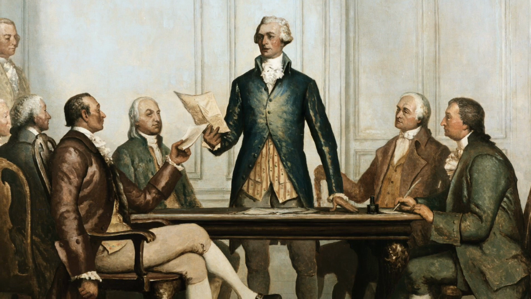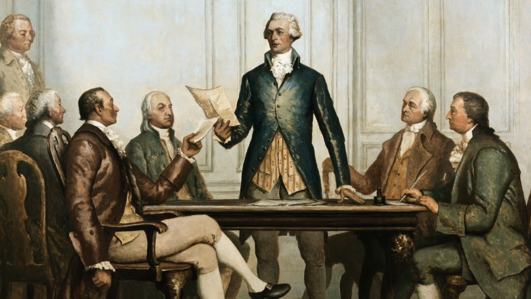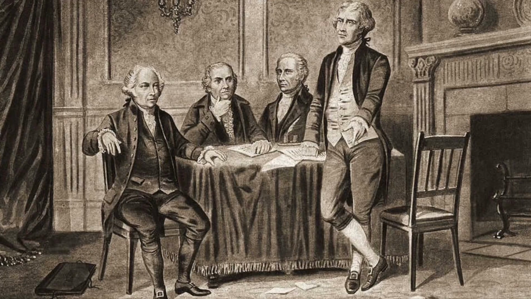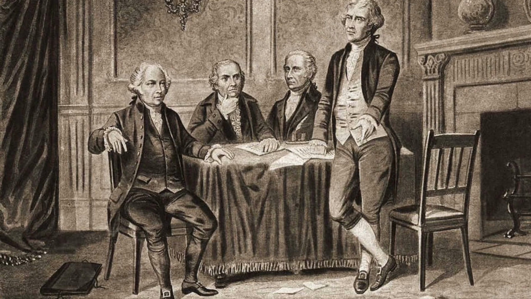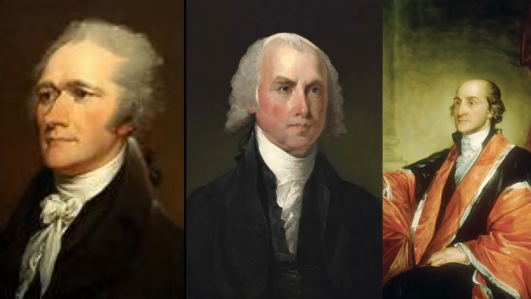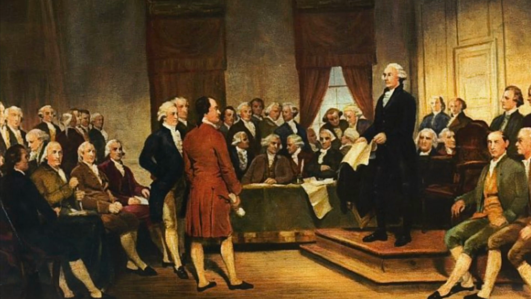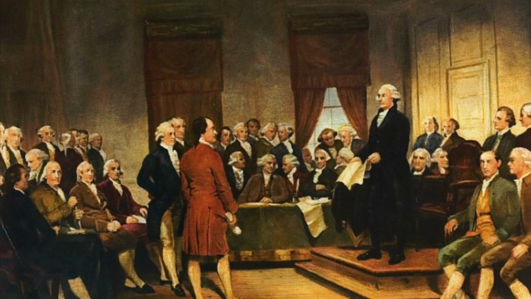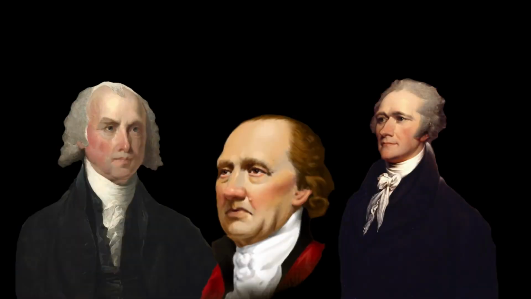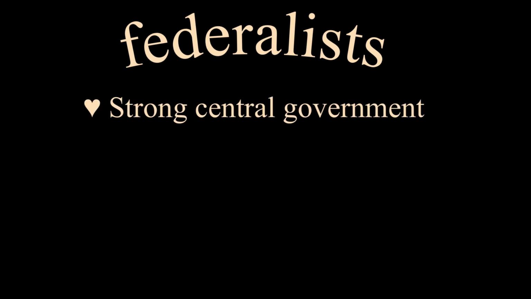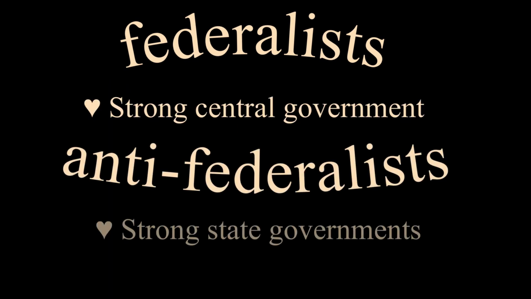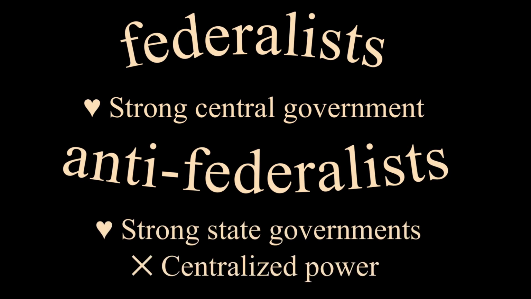To understand the Federalist Papers, it is important to remember their historical context. The Federalist Papers were published in 1788. They were written by Alexander Hamilton, James Madison, and John Jay under the shared pseudonym of Publius. The purpose of these documents was to promote the ratification of the Constitution. Remember that Hamilton, Madison, and Jay were Federalists. The Federalists favored a strong central government, while the Anti-Federalists favored strong state governments and less centralized power.